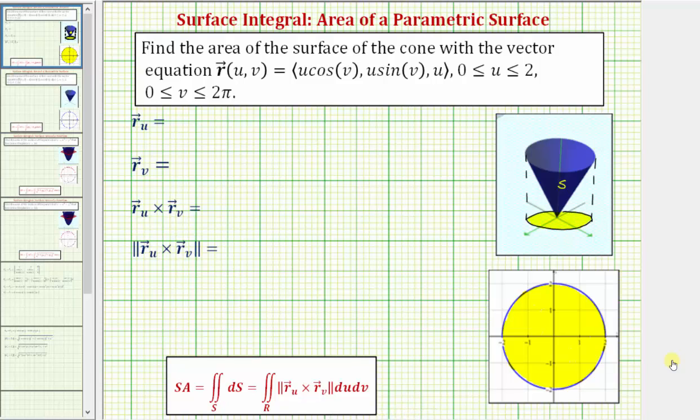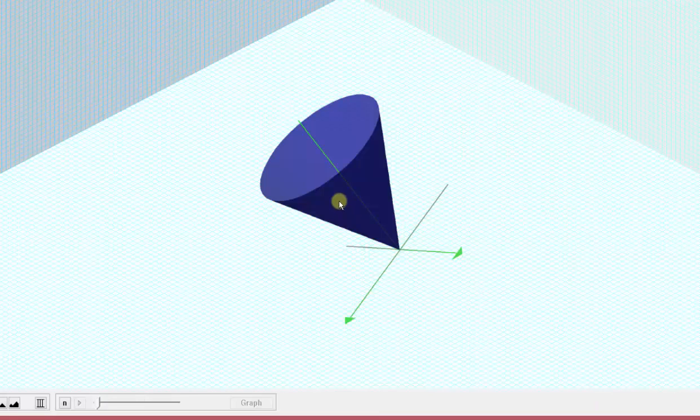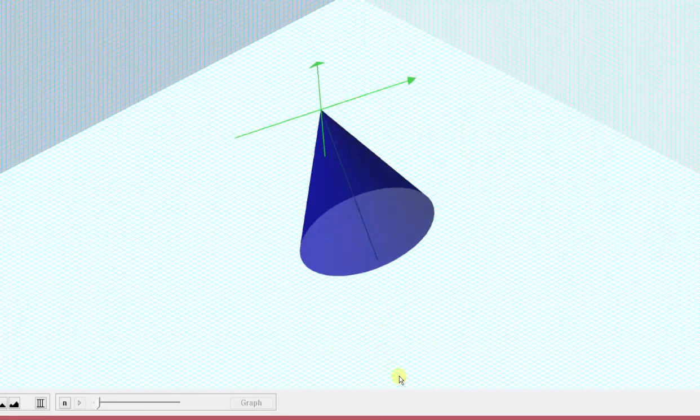We'll come to an example on how to find the surface area of a parametric surface. In this question, we're asked to find the area of the surface of the cone with the vector equation shown here, r of u comma v, where u is on the closed interval from 0 to 2, and v is on the closed interval from 0 to 2 pi. So our goal is to find the surface area of this cone here.